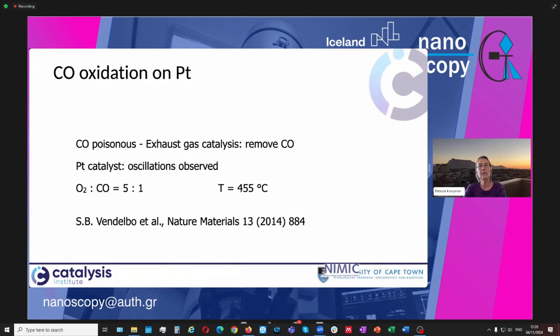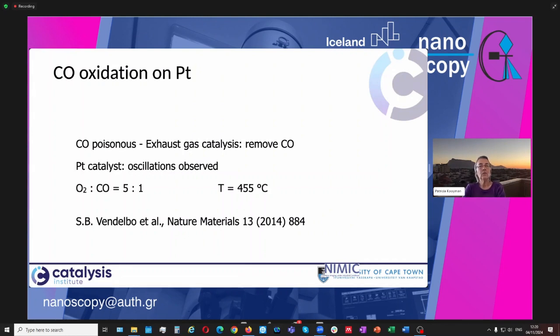Which brings me to my last example, which is on the oxidation of carbon monoxide on platinum. This is, of course, a very important reaction because it's used a lot, amongst others, in car exhaust gas catalysis to remove carbon monoxide. It was known for platinum catalysts that oscillations were observed, but the main reason we chose this as one of the first test reactions was that there's a lot of literature available on it, also using scanning tunneling microscopy and other techniques.